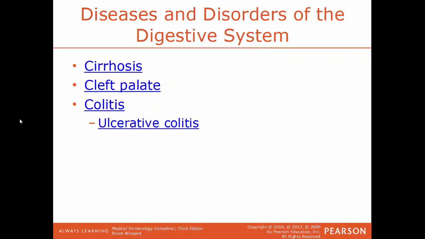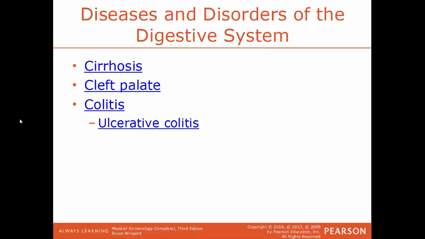Our next term, cirrhosis. This is a chronic condition of the liver where you have a degeneration of cells. It's usually a result of hepatitis or being an alcoholic. A cleft palate. This is a congenital condition where there is a split in the roof of the mouth with a hard palate. Colitis. This is the inflammation of the colon, which is a general term for the large intestine.